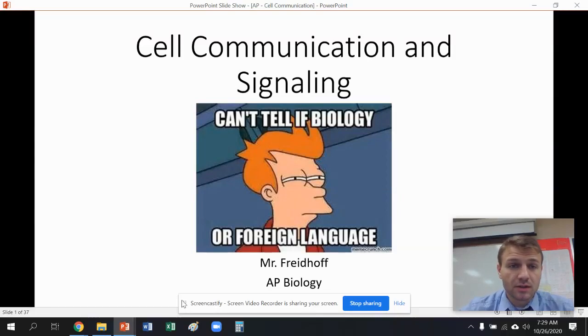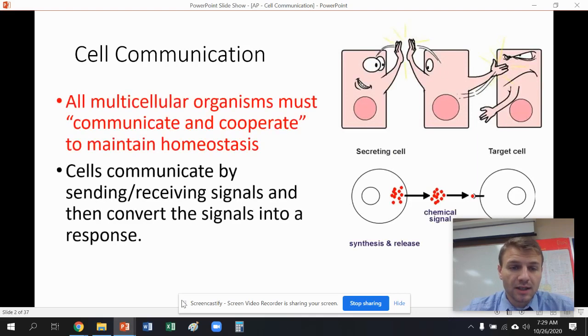Morning, guys. We're going to be going over cell communication and signaling today. Cell communication is just how organisms communicate within their body. You can also communicate externally, but we're going to more specifically look at how organisms internally communicate through different ways. We have a couple different parts: the signaling molecule, the reception of the signaling molecule by a target cell, and then that cell's cellular response.